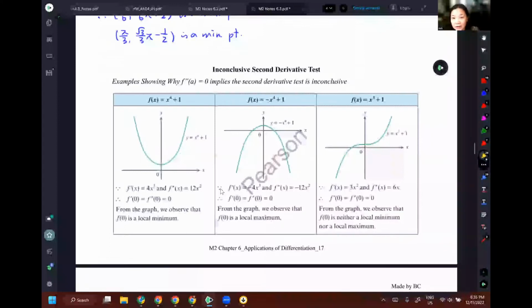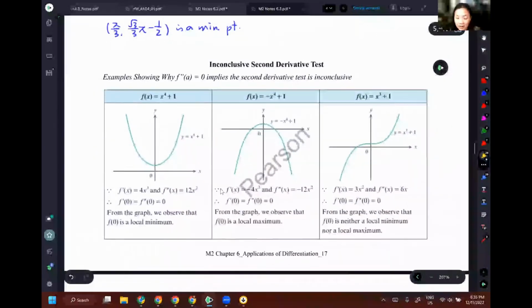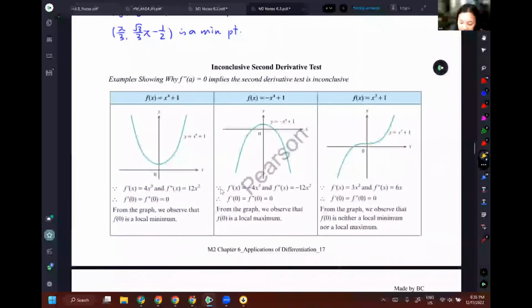The first one is x to the power 4 plus 1. And then you can see the second derivative is 12x squared. The second derivative at 0 is 0. At this one point, the second derivative is 0. And from the graph, we know it's a minimum.